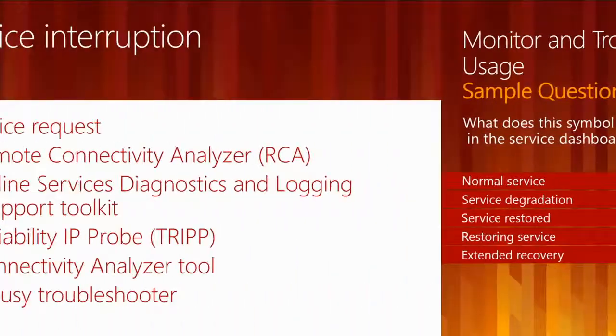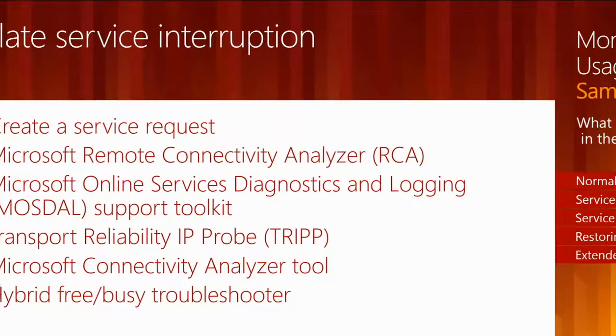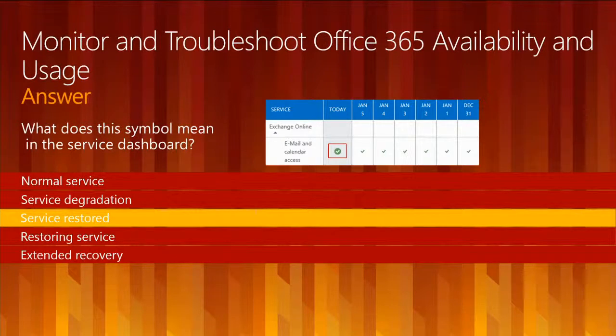You have this transport reliability IP probe as well, which performs some tests such as speed and routes of some Lync clients, and this is used in the browser and requires Java to have it in the browser. This was the question we already mentioned previously. What does this mean? It was not normal service, but service restored.